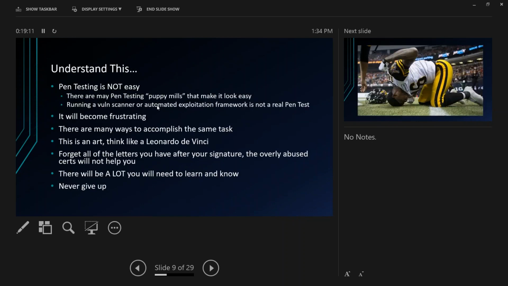All right, so understand this. I think everyone by now might be able to understand this based on what I said. Pen testing is not easy. I know many people who work at pen test, we call them pen test puppy mills, and these are pen test companies that just go and bid really cheap, and they say, we're going to do a pen test for your organization. And they hand you a vulnerability report, and their vulnerability scanners scan these systems, and then here's our scan report. You know, you have all these issues.